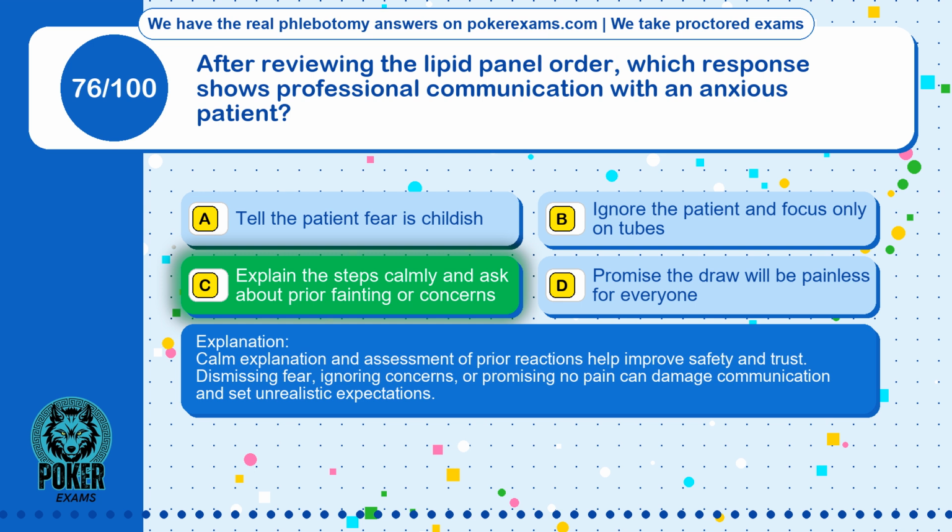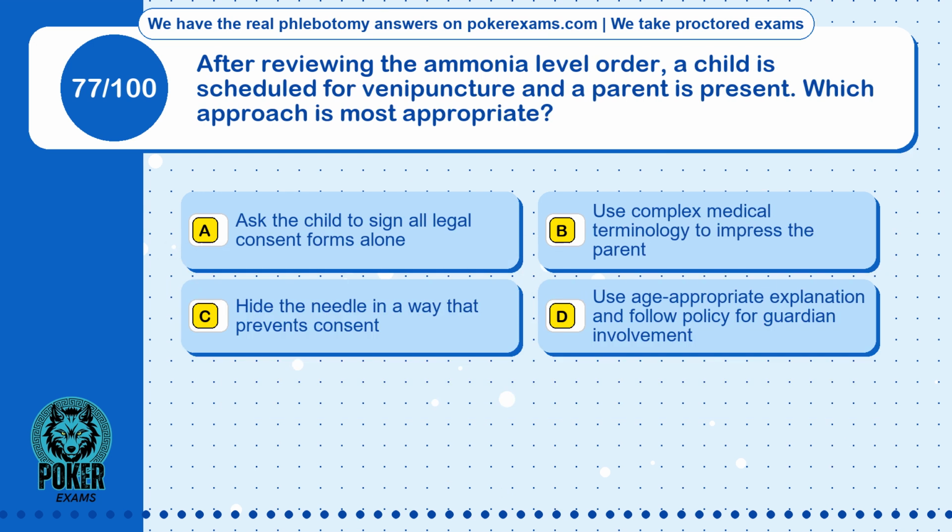Question 77. After reviewing the ammonia level order, a child is scheduled for venipuncture and a parent is present. Which approach is most appropriate? Option A. Ask the child to sign all legal consent forms alone. Option B. Use complex medical terminology to impress the parent. Option C. Hide the needle in a way that prevents consent. Option D. Use age-appropriate explanation and follow policy for guardian involvement.